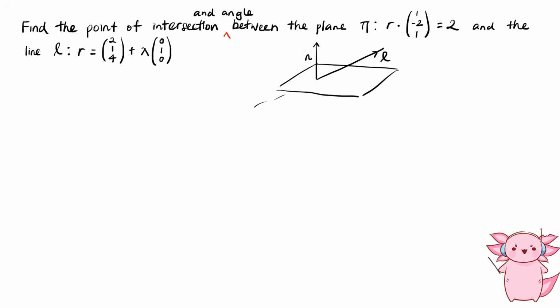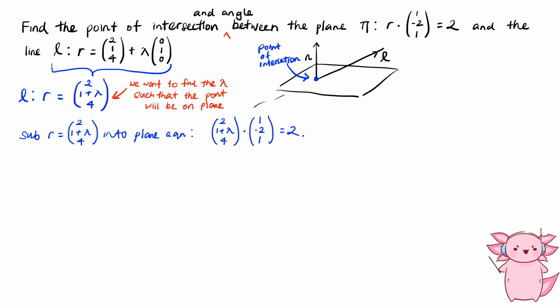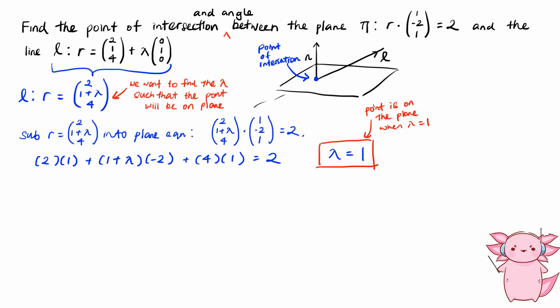To find the point of intersection between a plane and this line, let's rewrite the equation of the line in terms of lambda, kind of like this. Just like doing simultaneous equations, we sub in this value of r into the equation of the plane, and we compute the dot product, and we can get our answer of lambda equals 1. Since the equation of the line depends on lambda, we can sub it back into the line equation to get the intersection point of 2, 2, and 4.